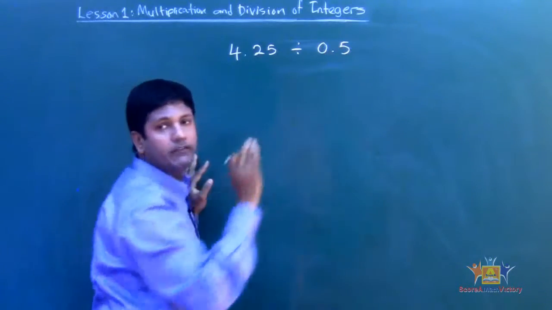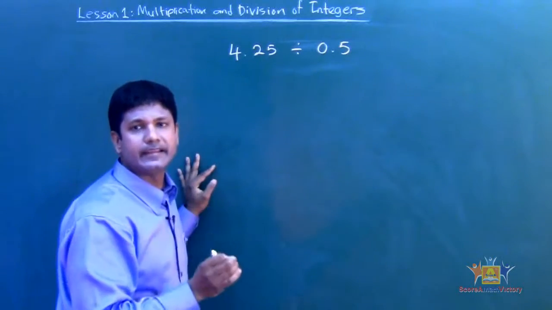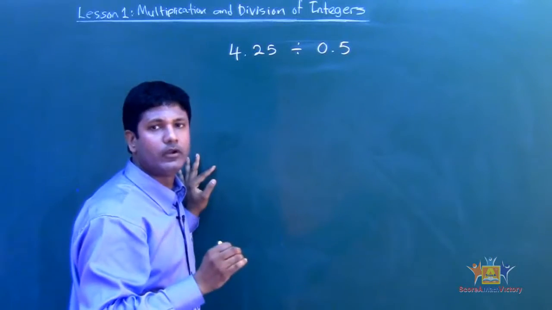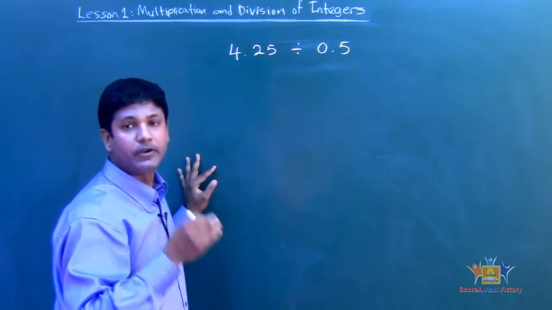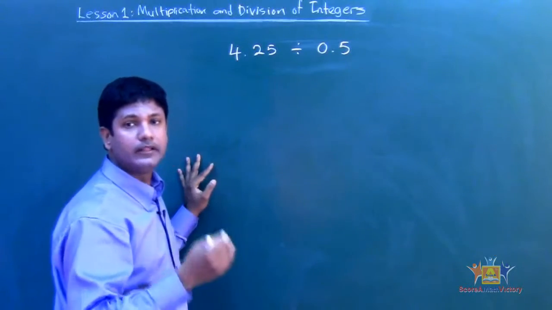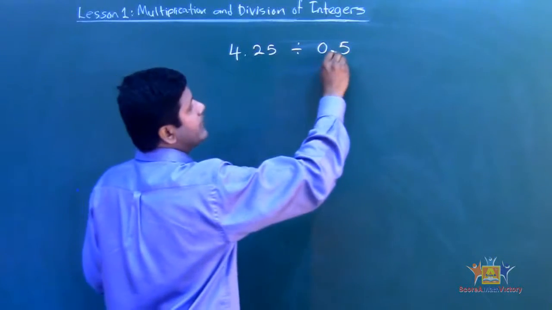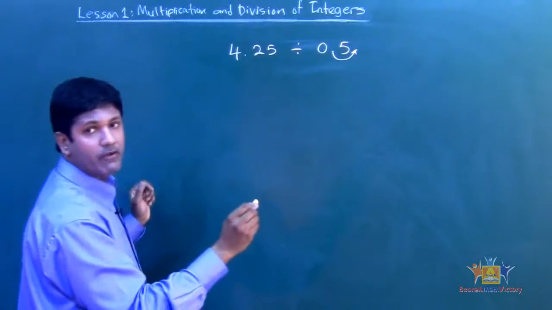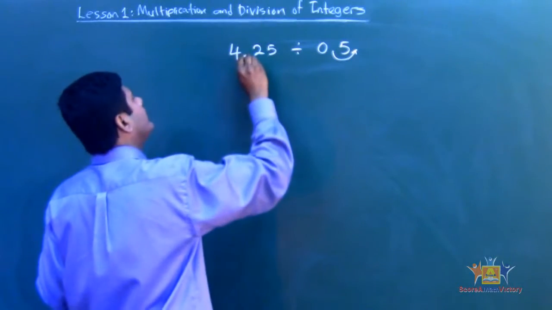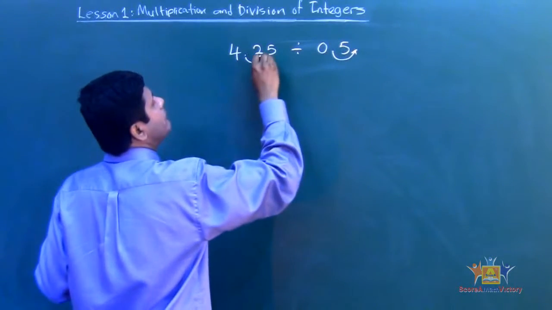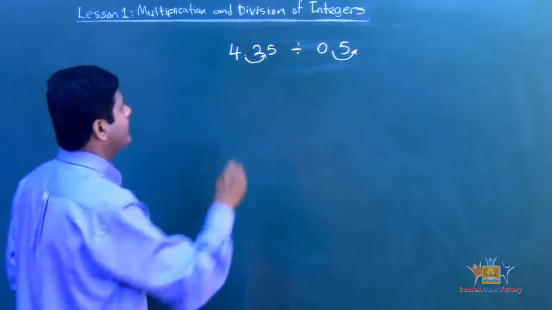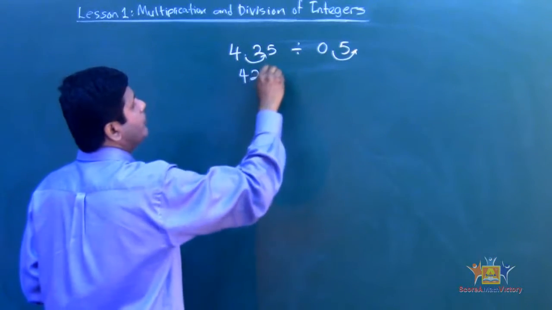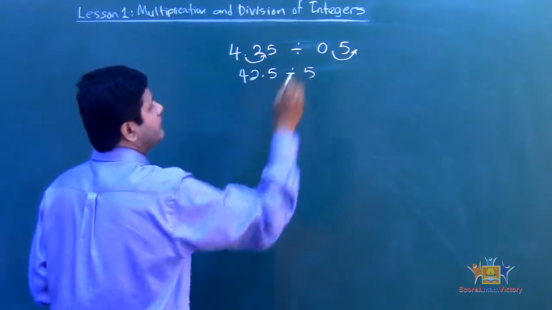This is the one that we're going to say forget it. We're going to use the forget it method. What do I mean by forget it? We're going to forget the decimal. That means I'm going to move this decimal. How many times am I moving? Once. But when I move that once, I have to do the same thing on the dividend. Okay, I also have to move once. So that becomes 42.5 divided by 5.